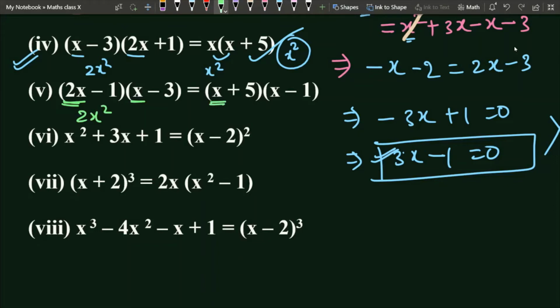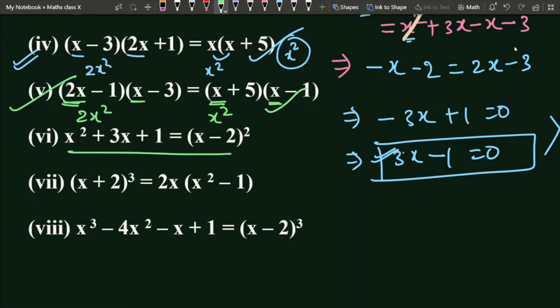Now x multiplied with x will become x square. Again, the same situation is coming, like 2x square minus x square, it will be x square. That means when you will expand this whole expression, you will get x square term in the answer. So this is a quadratic equation.